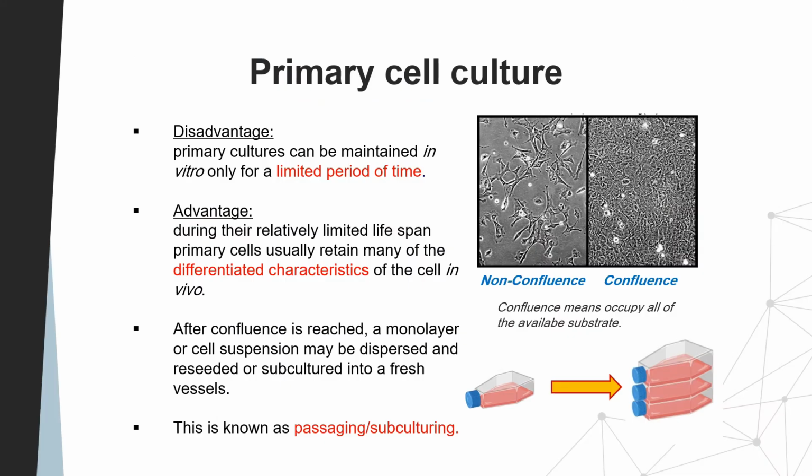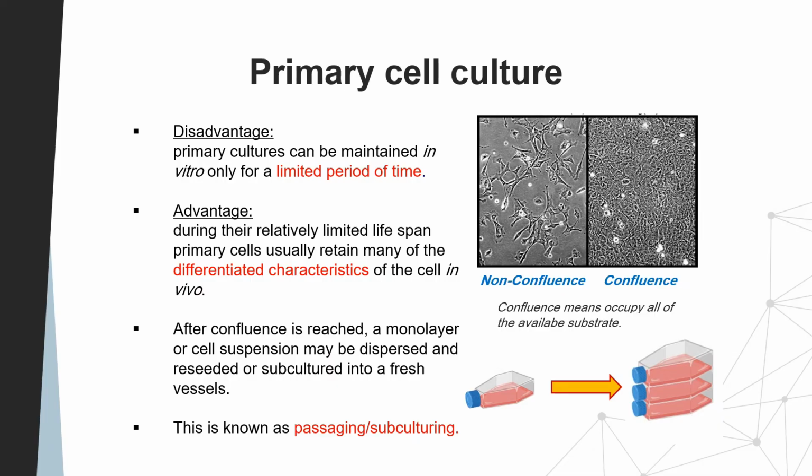Primary cells have a finite lifespan in vitro, and they will actually stop dividing and in the end undergo cell death. As a result, primary cells are often used for short-term experiments or studies that require cells with characteristics that closely resemble those of in vivo tissues.